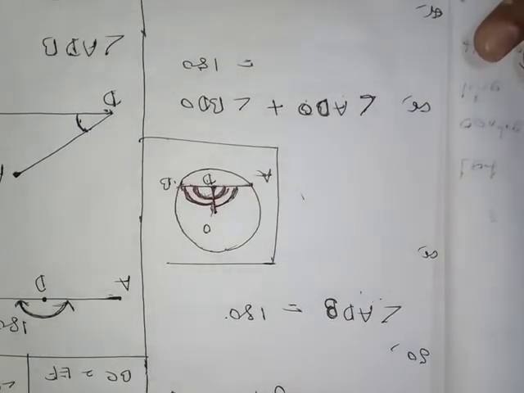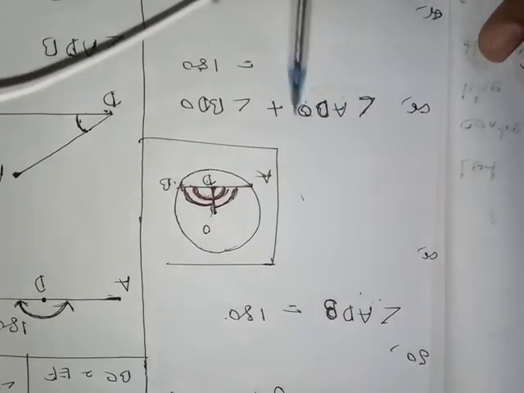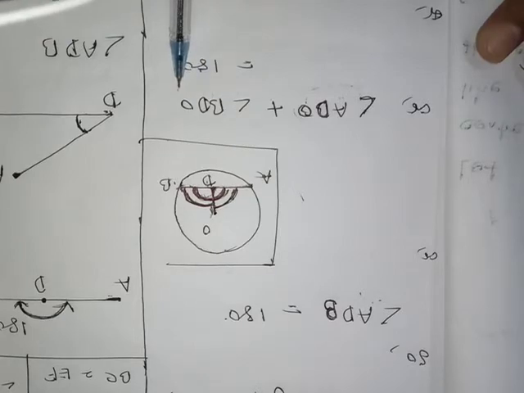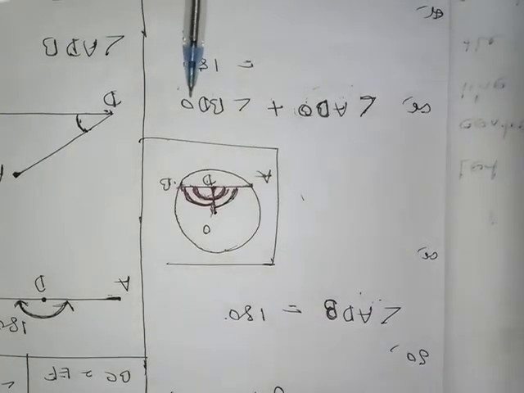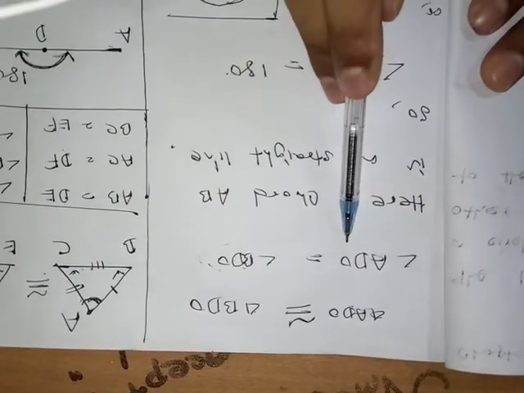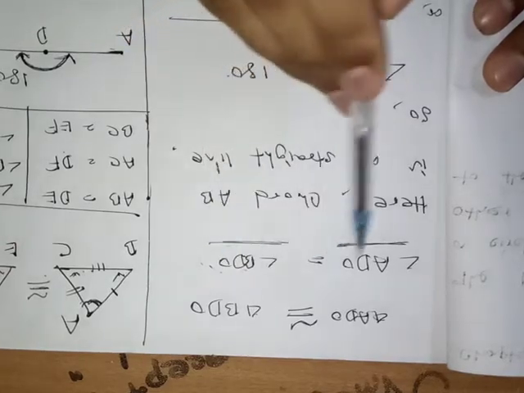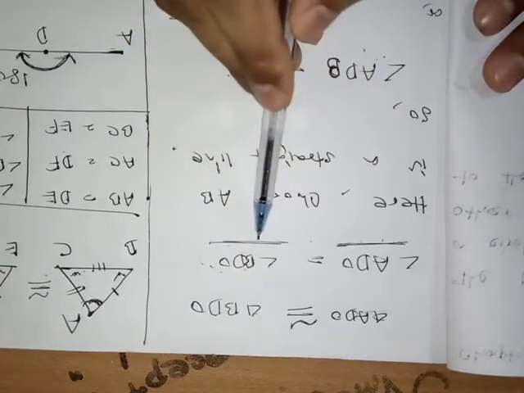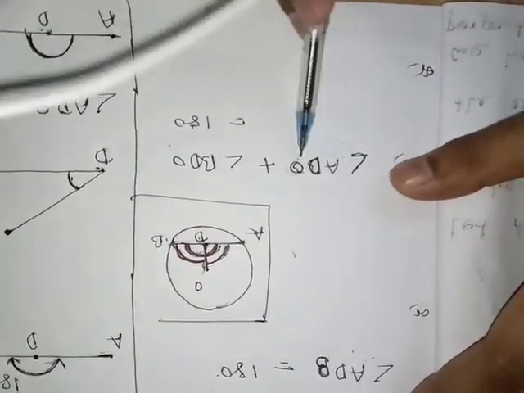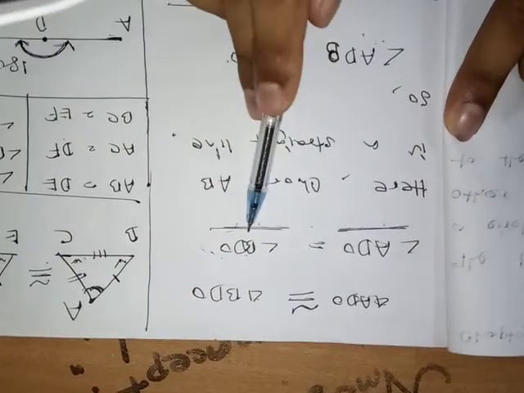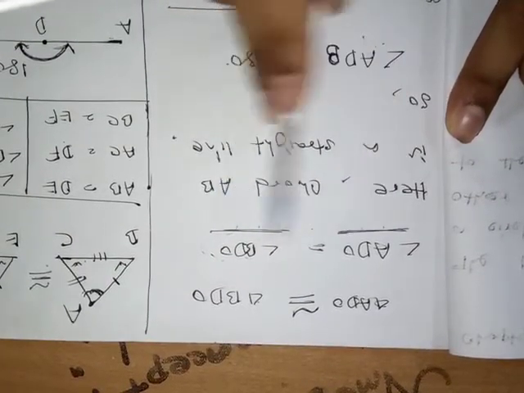Well, we have here two angles. One is angle ADO and another is angle BDO. Earlier we have proven that angle ADO is equal to angle BDO. We have proven earlier that these two angles are equal to each other.